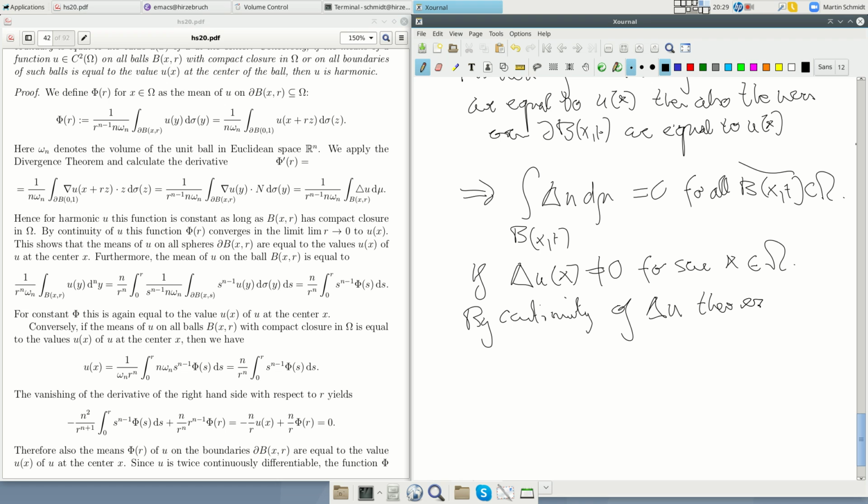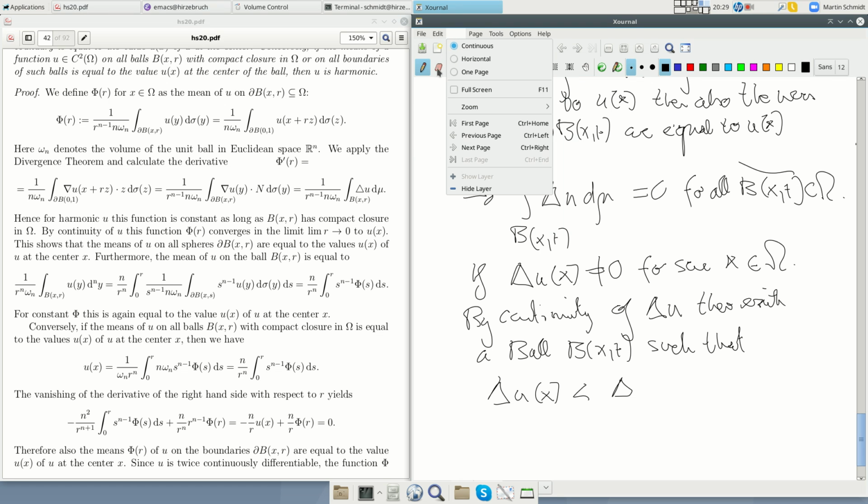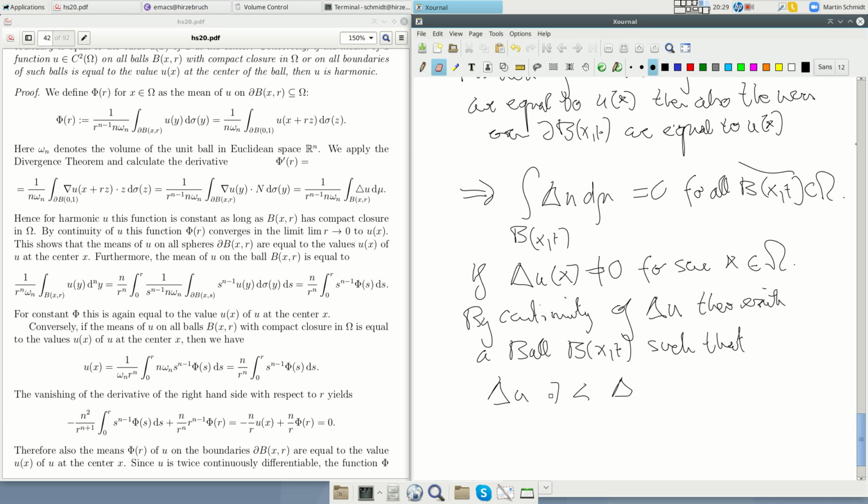Yeah, there exists a small ball such that, if Δu of x is negative, that this is smaller, we assume Δu of x over 2, absolute value, on the ball B(x, r).